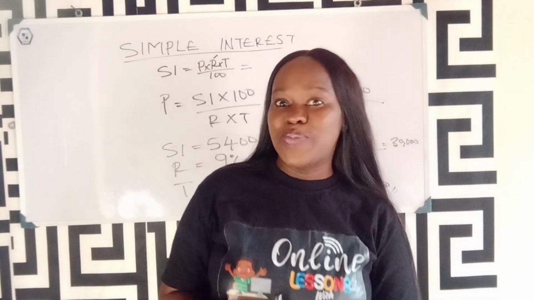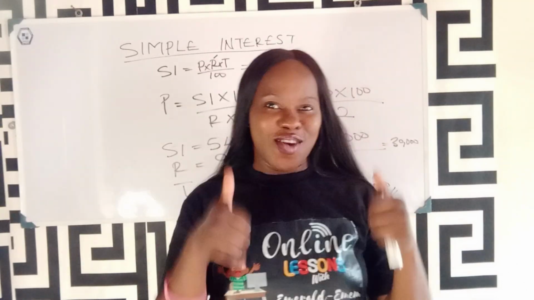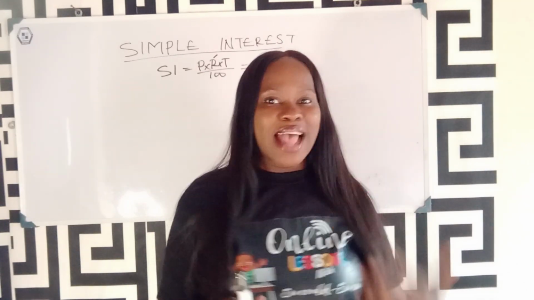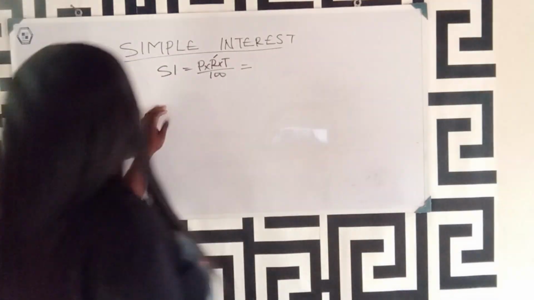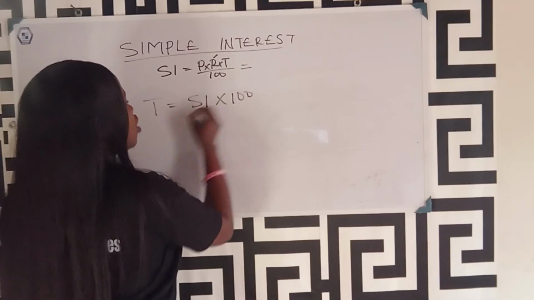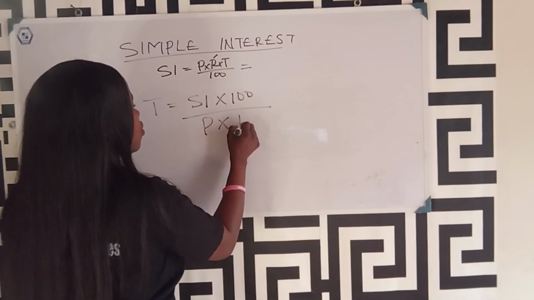I truly hope you scored 100%. And all of you that scored 100%, congratulations. So we are going to be calculating the time. If you want to know the time, how do you find it? Following this, time is equal to simple interest times 100 all over principal times rate.